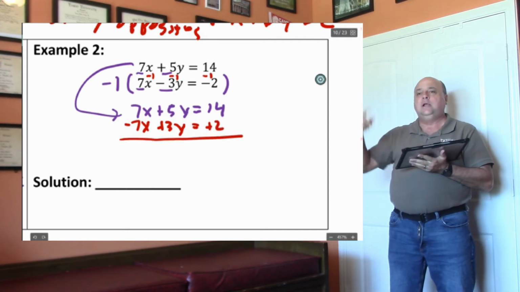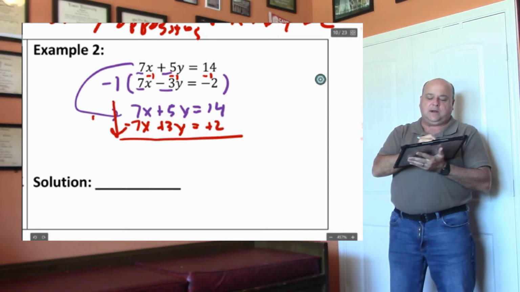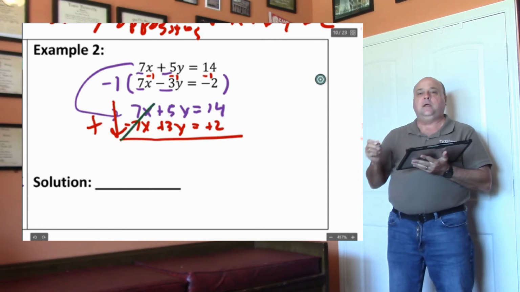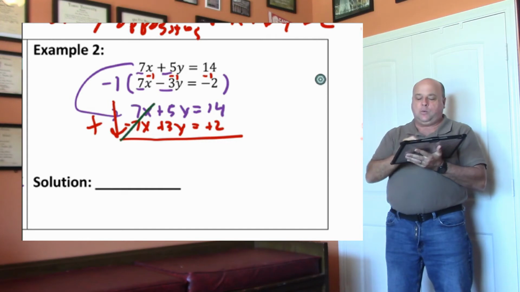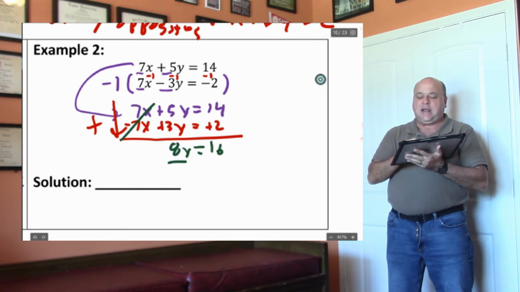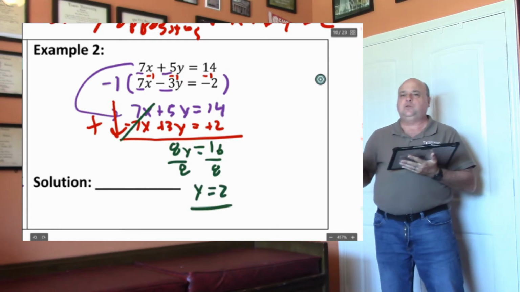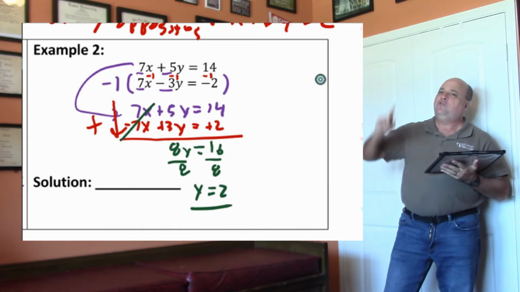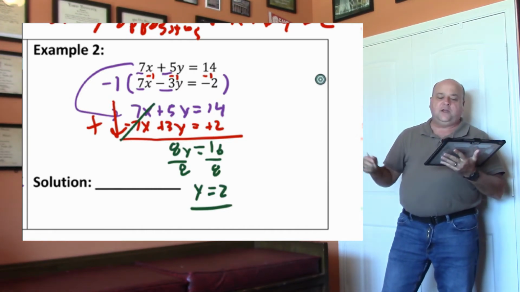Draw the bar. Since my x's are opposites, I'm going to add and go straight down. The x's will cancel out, won't they? 5y plus 3y is 8y. 14 plus 2 is 16, and 8 will divide into 16. We're going to keep these problems pretty simple for y'all, okay? This is steppy, okay? If you make one integer error, the whole thing's wrong.